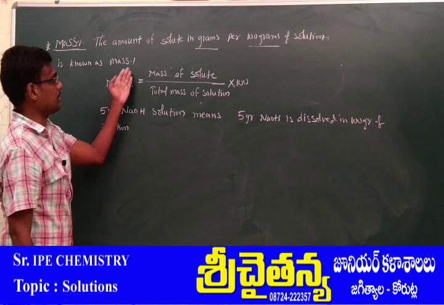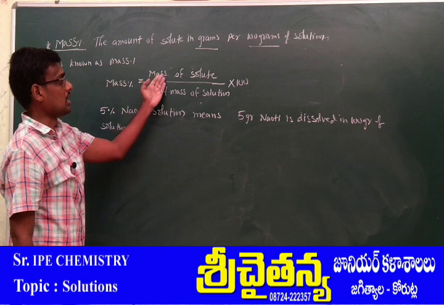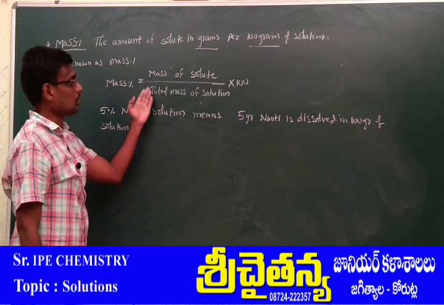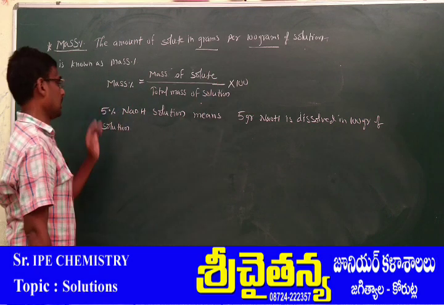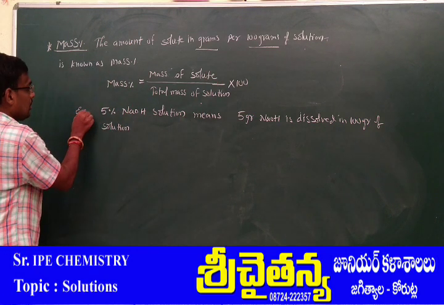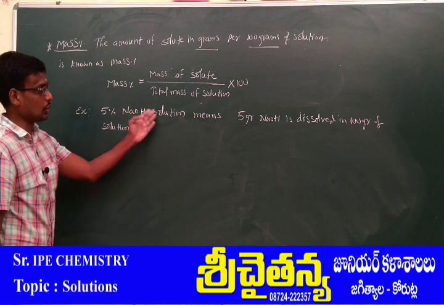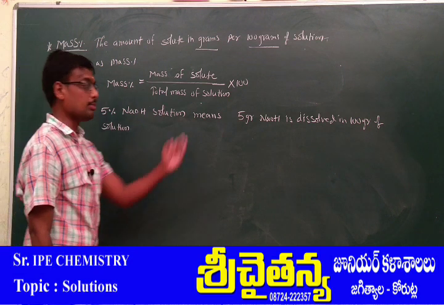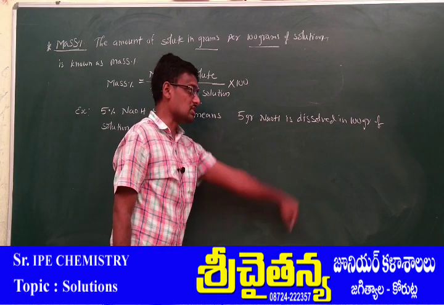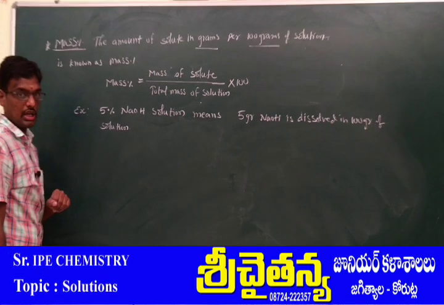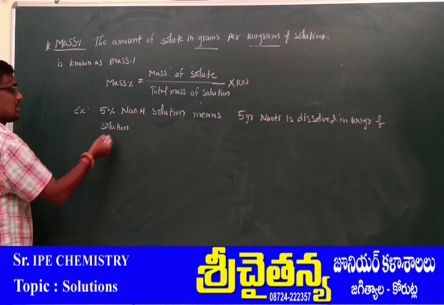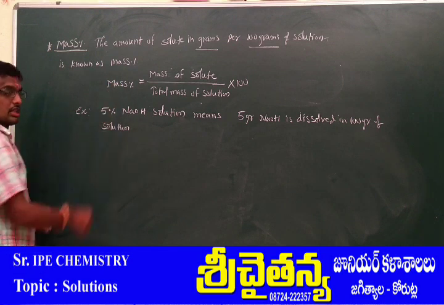So the principle: mass percent is equal to mass of solute by total mass of solution into 100. For example, 5% NaOH solution means 5 grams NaOH is dissolved in 100 grams of solution. We will discuss problems about the mass percent in the next class.